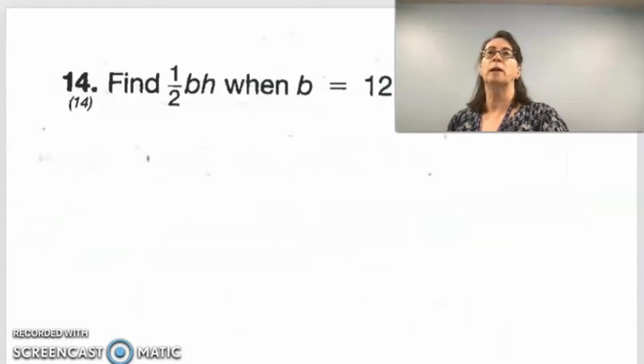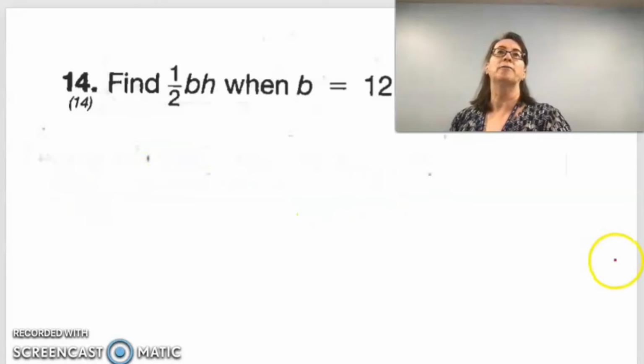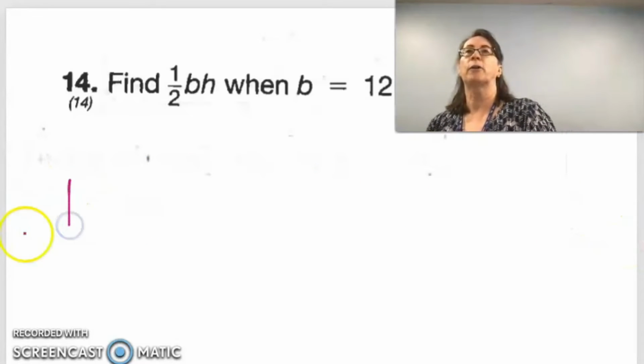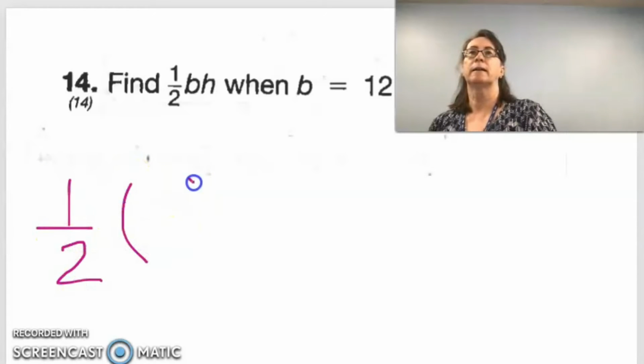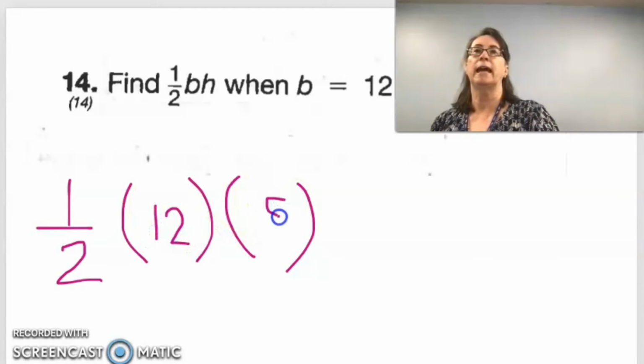All right, so number 14. Find 1/2 base times height when base is 12 and height is 8. All right, so 1/2. Go ahead, Kara. What do we do? Base times height. And the base is 12, and the height is 8.